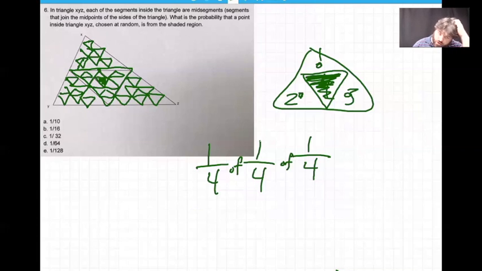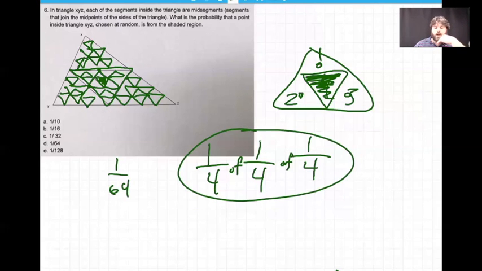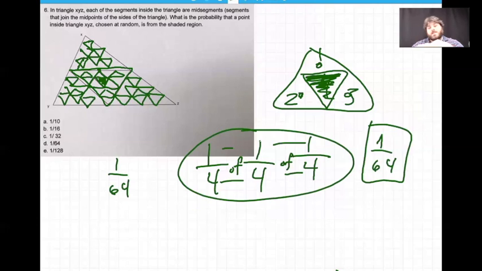There's 64 little triangles in there, and only one of them is shaded. So really, it's 1 out of 64. Now that comes from 1/4 times 1/4 times 1/4. That's 1/64. Right? Remember the way we multiply fractions across the top and across the bottom? So 1/64 is going to be our answer. That's the probability that that point chosen at random inside the big triangle comes from that shaded region.